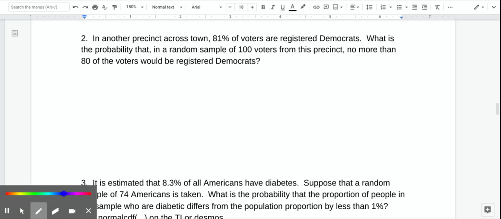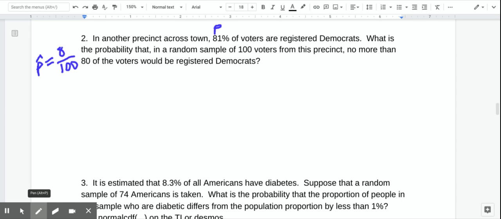would be registered Democrats? Okay, so 81%, that is our P, and we are looking for our P hat. Out of those 100 voters, we want to know no more than 80 of them. So our P hat is going to be 0.8. Let's draw this just so we can get a good idea of what's going on. Okay, so P is 0.81, and we are looking for in the sample, what's the probability that no more than 80%? Okay, so we are looking for this area below 80%.